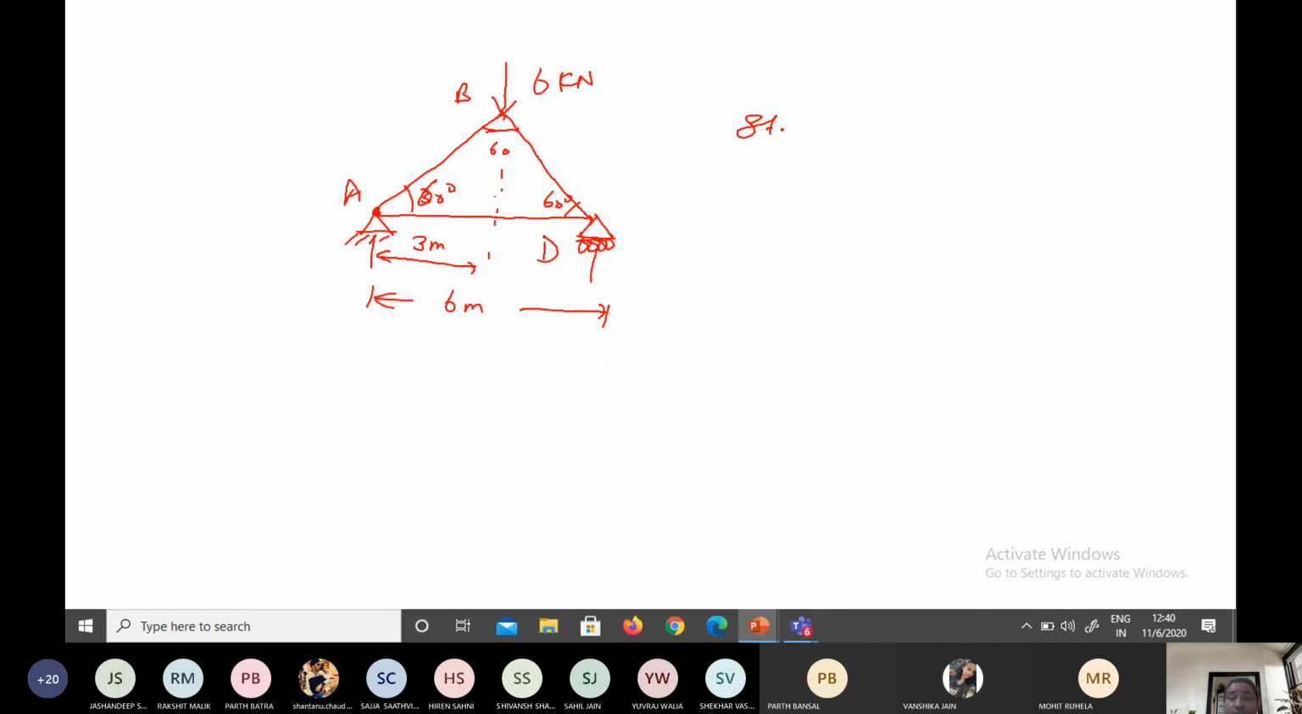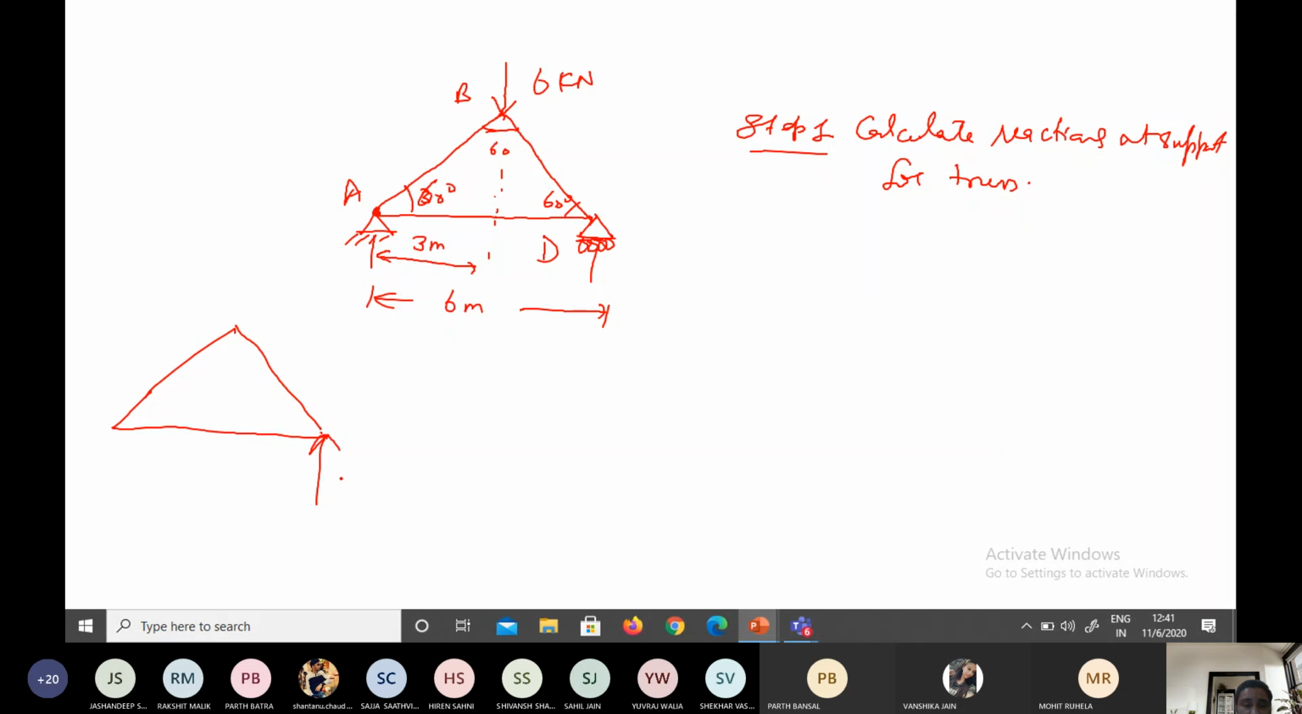So what is step number 1? Step number 1 says that calculate the reactions at support. Fine. For the truss, first you have to see what are the different reactions at the support. This is the hinge support and this is the roller support. So we can make a diagram like that. So I am just making it here.